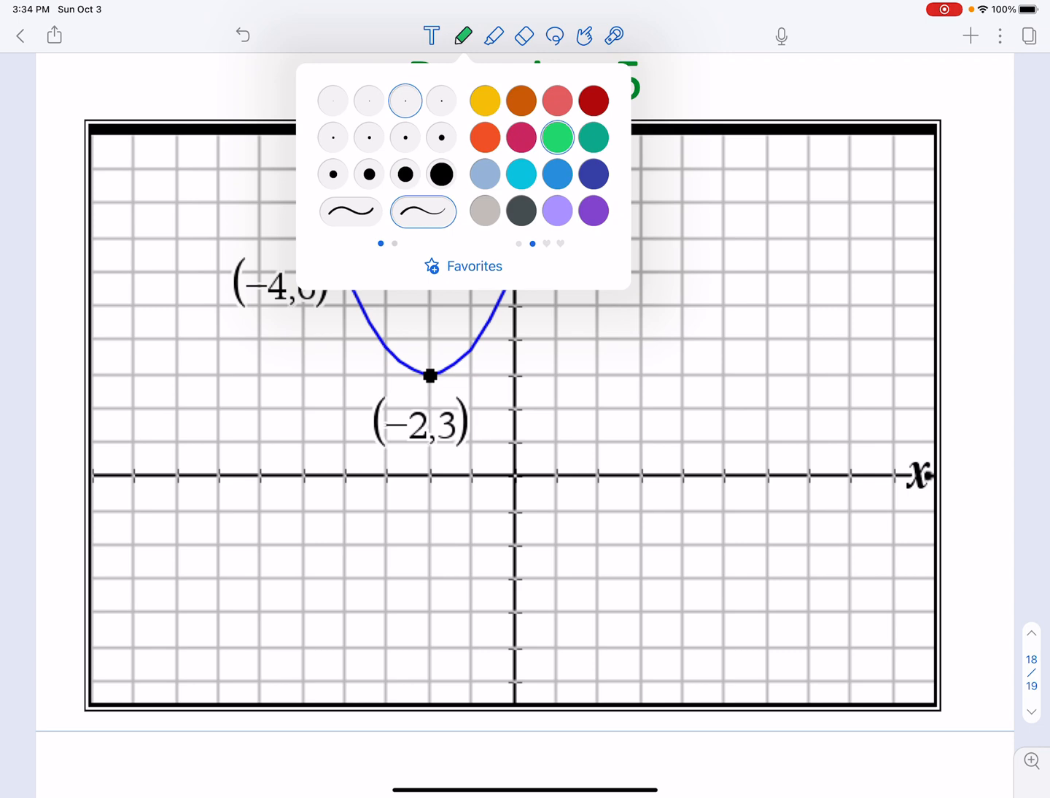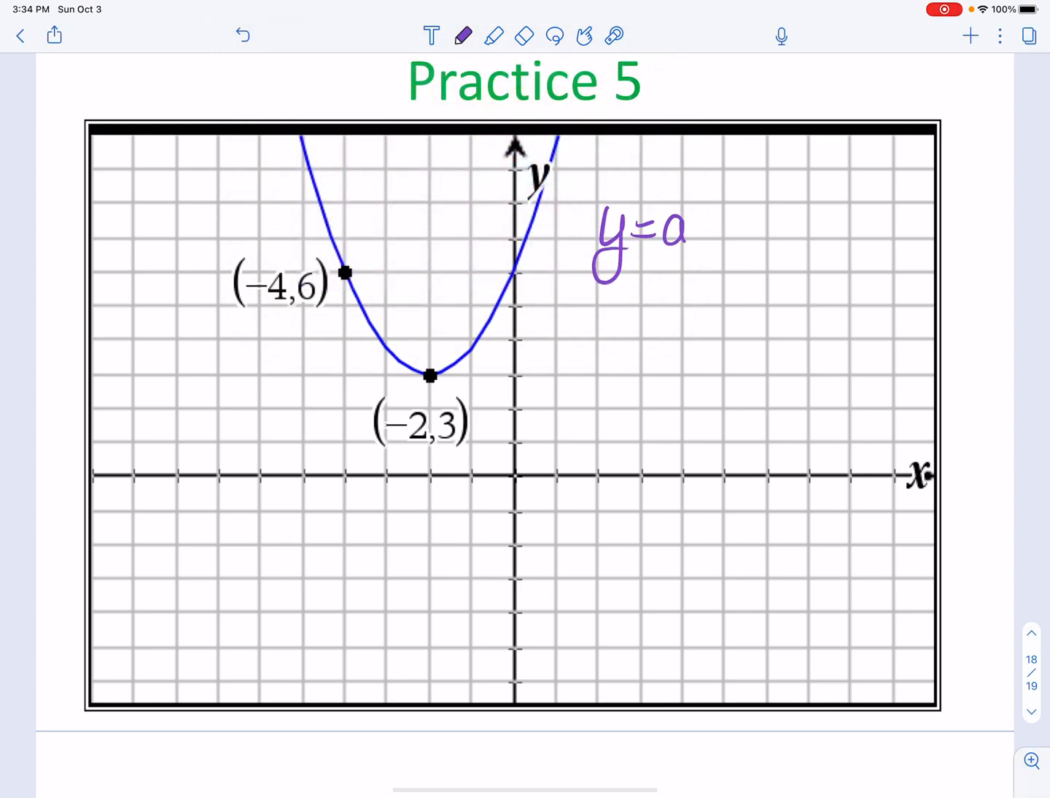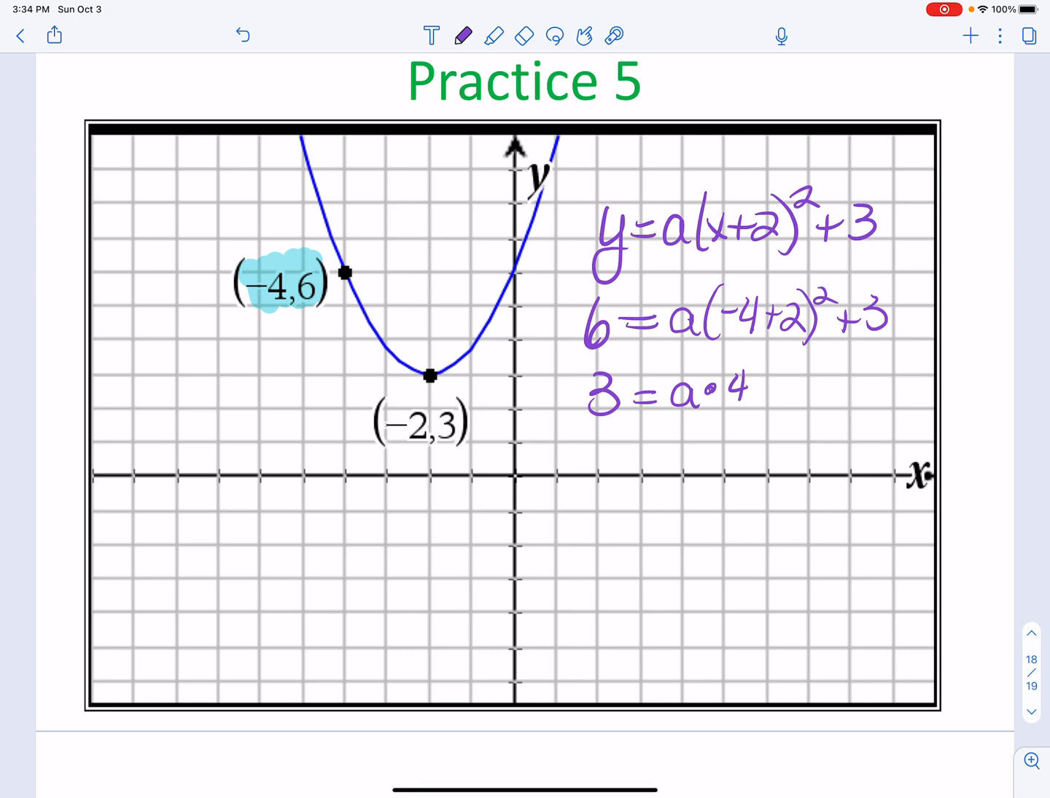Okay, you have the vertex. So you know you have y equals a(x plus 2) squared plus 3. So you can put in this point right here, and you can't even write it in factored form because it doesn't even cross the axis, so this one's easier. 6 equals a times (negative 4 plus 2) squared plus 3. So I had minus 3. That's a negative 2 squared, which is 4. Divide by 4, and a equals 3/4. So that's what goes up into here, 3/4. That is my a value, and so I can write the equation.